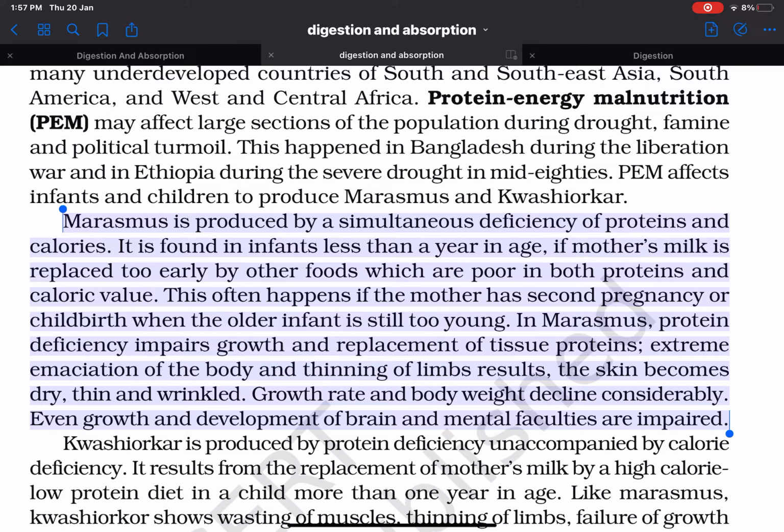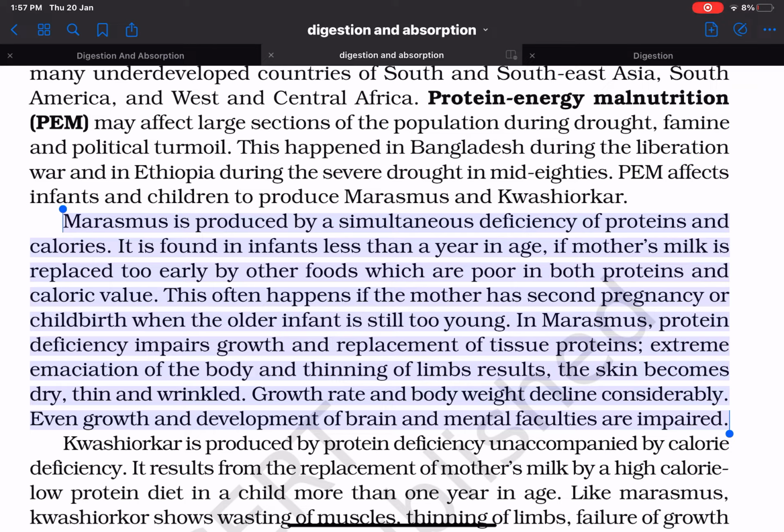Marasmus is produced by a simultaneous deficiency of proteins and calories. It is found in infants less than a year in age. If mother's milk is replaced too early by other foods which are poor in both proteins and caloric value, this often happens if the mother has second pregnancy or childbirth when the older infant is still too young.